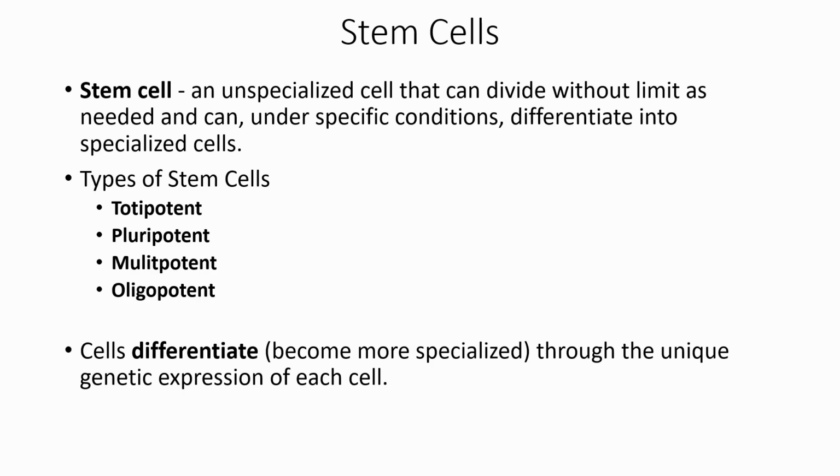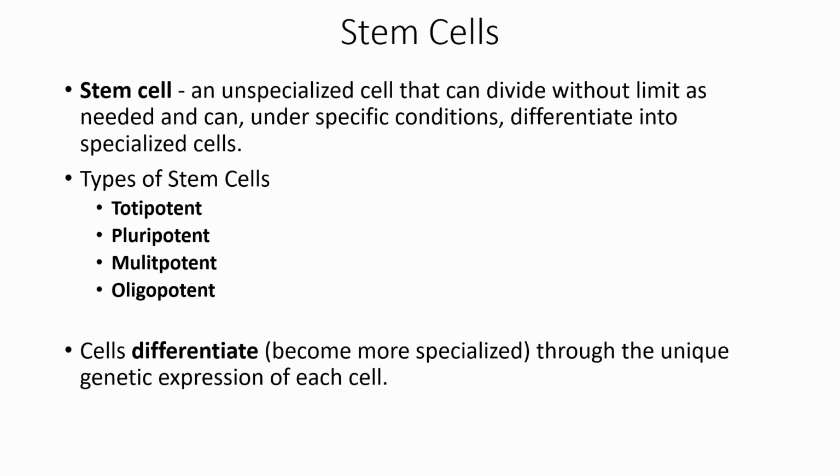Not all stem cells are created equal, though. There are different categories and different types of stem cells. We have totipotent, pluripotent, multipotent, and oligopotent. Those are our 4 categories of stem cells. So the different types of stem cells we have: totipotent, pluripotent, multipotent, oligopotent.